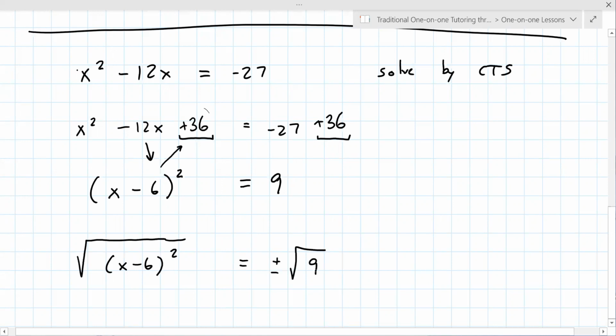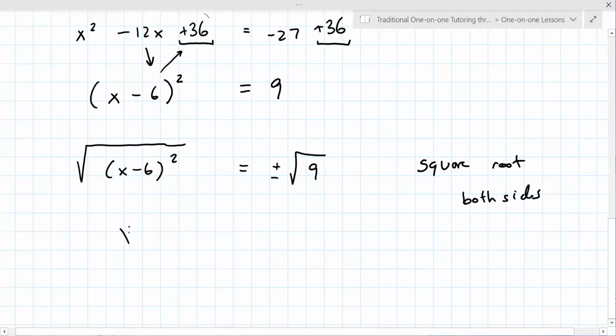Okay. So now you're going to take the square root of both sides. Square root of both sides. Square root of x minus 6 squared equals plus or minus the square root of 9. And this one's friendly. This one's nice. It's a good number. What is the square root of 9? 3. So then you add 6 to both sides.